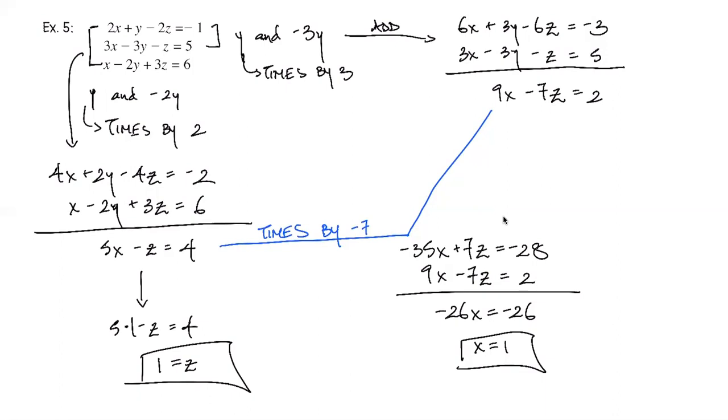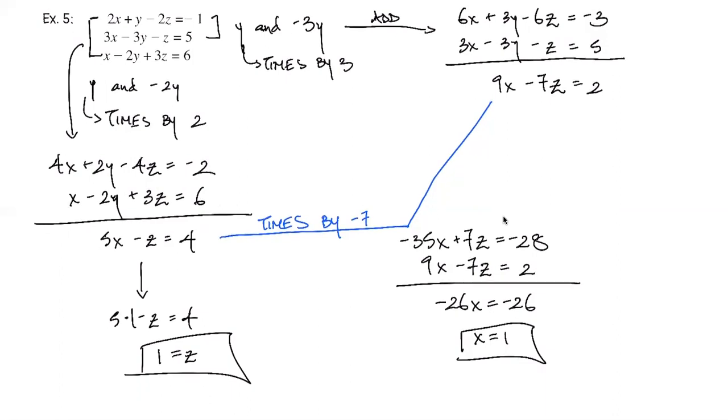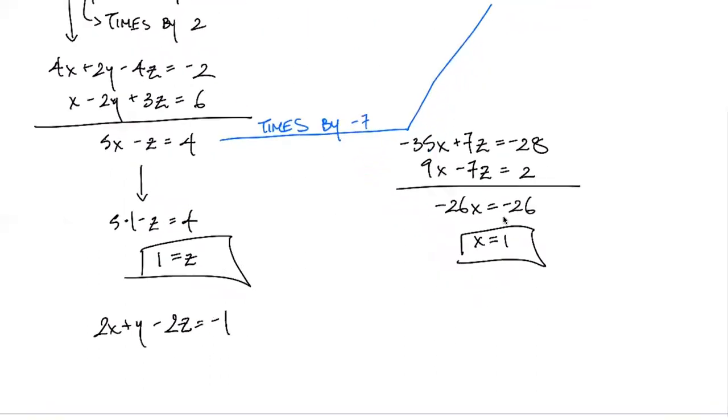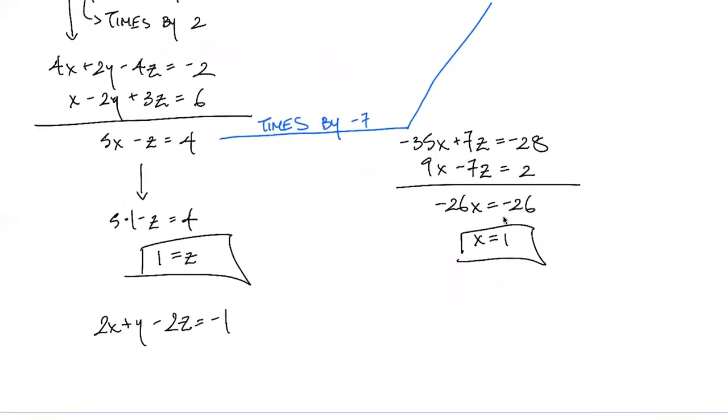Last but not least, I need to find y. So I'm actually going to choose the top equation that we have. 2x plus y minus 2z equals negative 1. And I'm going to plug in my x and z. So 2 plus y minus 2 equals negative 1. We get y equals negative 1.